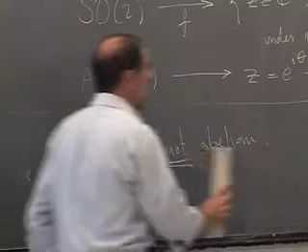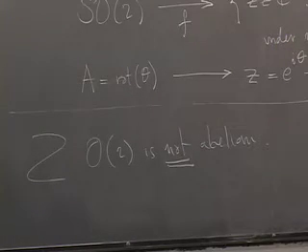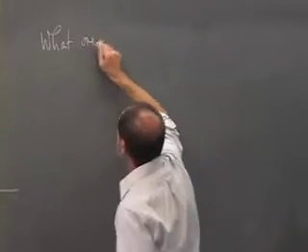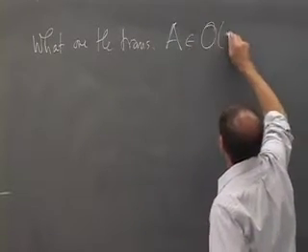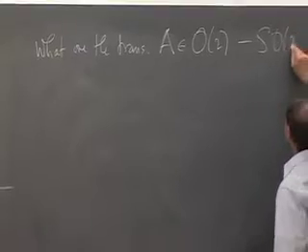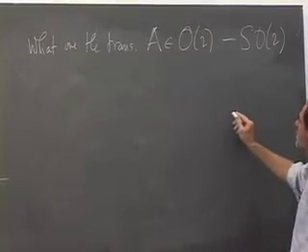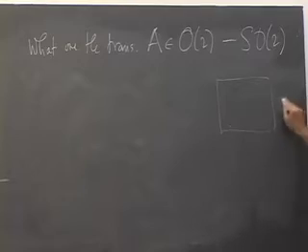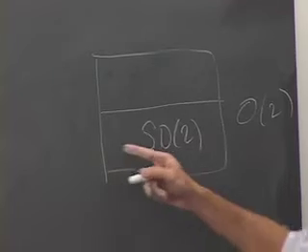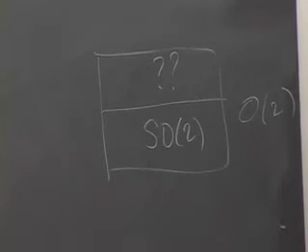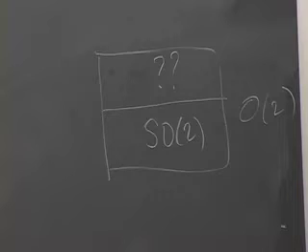Not abelian. But what's very cool is that anything in the non-trivial coset of SO2 is a very simple transformation. So now, what are the transformations A in O2 minus SO2? There's another, this group has two cosets, right? Here's O2. Here's the subgroup SO2. We now know that they're all rotations by an angle theta. What's in the non-trivial coset? What are the things that have determinant minus 1?